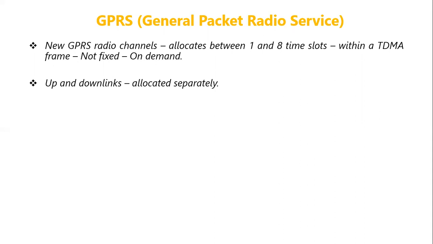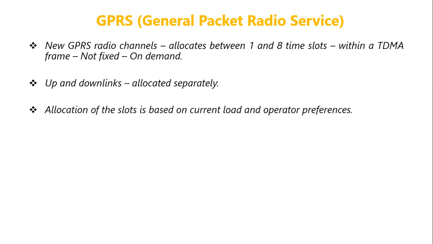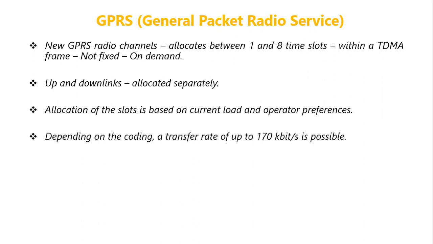The main concept of GPRS is that for new GPRS radio channels, the GSM system can allocate between 1 and 8 time slots within the TDMA frame. Time slots are not allocated in a fixed, predetermined pattern, but are allocated based on demand. All these time slots can be shared by the active users. For every user, uplink and downlink are allocated separately.